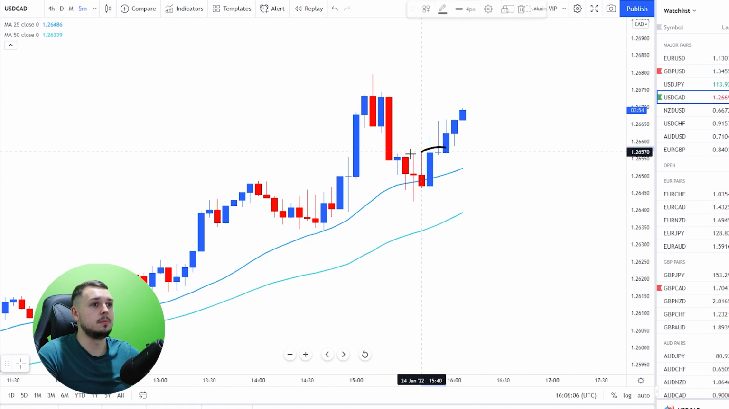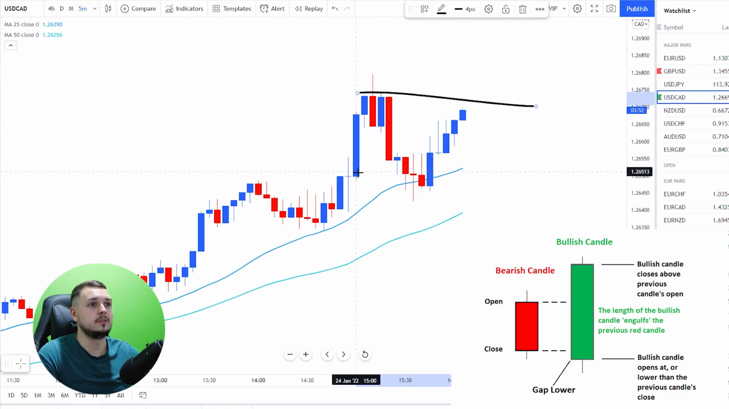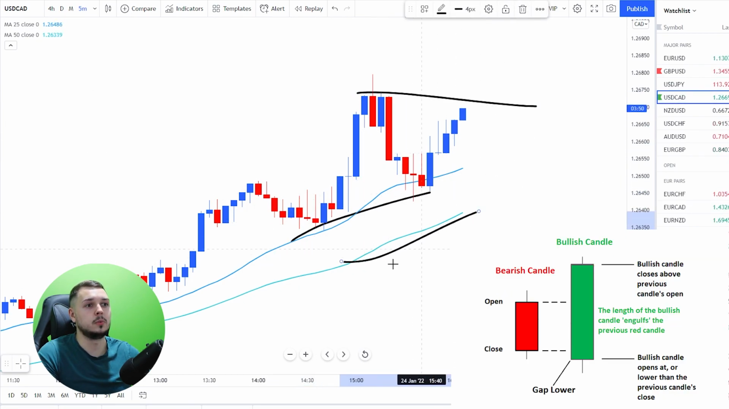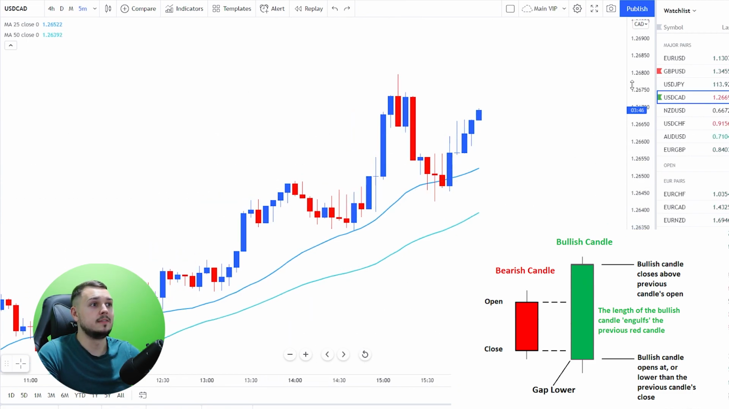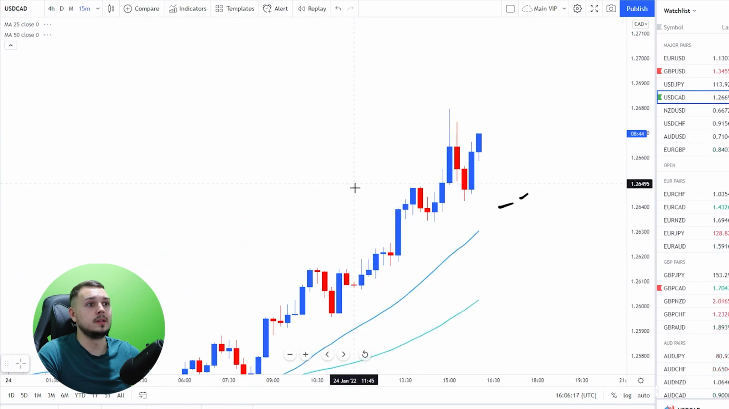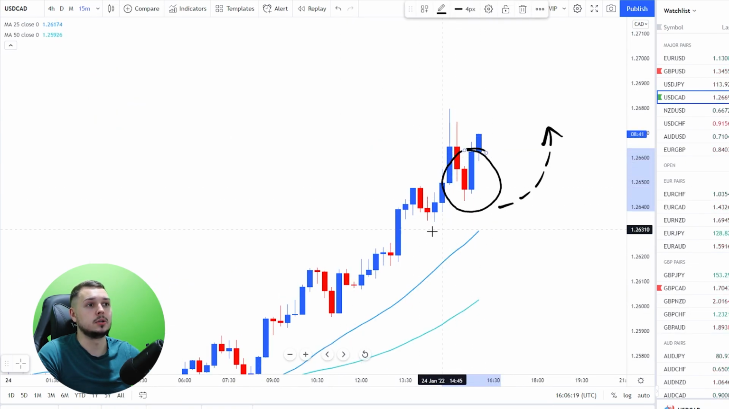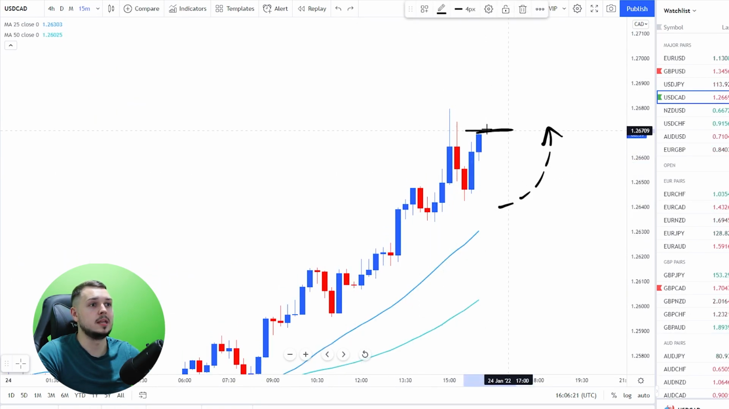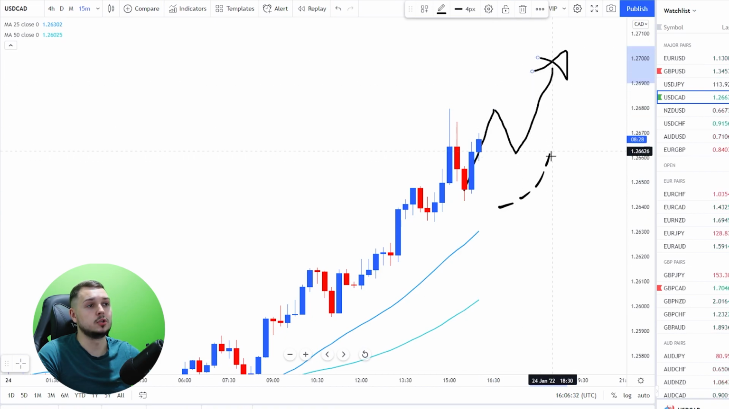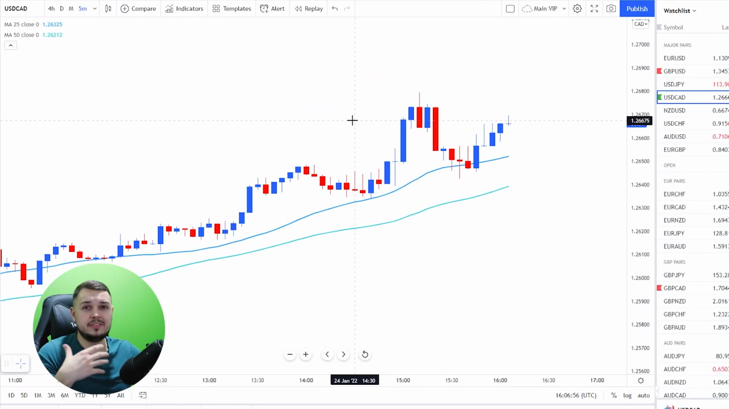USD CAD, same deal. Bullish engulfing candle, likely to retest this zone, bouncing off the 25-50 moving averages on the 5-minute time frame. Simple as that. 15-minute time frame, as you can see, bullish engulfing candle yet again, making a new high as well. After this happens, after this push cycle, very likely we're gonna have an exhaustion before it continues to push up even more.